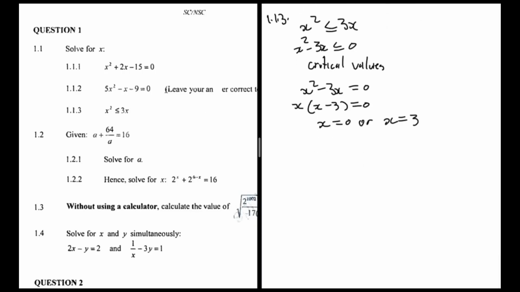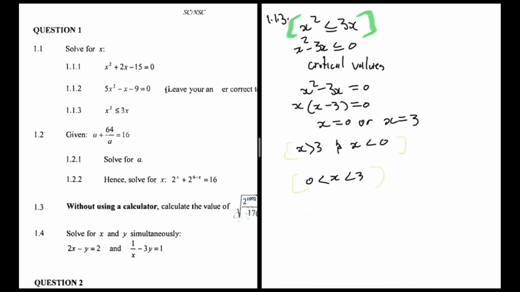So now when I have these two critical values, there are only two possible solutions, right? One solution is that x is greater than 3 and x is less than 0. That's the first possible solution. The other solution is that x is between 0 and 3. So how do I know which one of these two is the correct one? I take a number in this range between 0 and 3, right? If it satisfies the inequality that we are solving, then that solution will be correct.